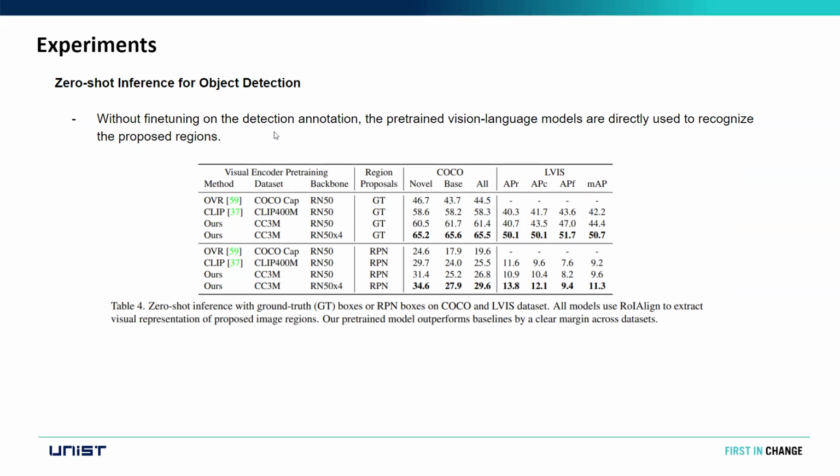Here they also did zero-shot inference for object detection. So when they use ground truth bounding boxes, of course, the result would be much higher, and their result is better than others. So when they use RPN here for region proposals, they still get the best result, but it's much lower than with the ground truth.